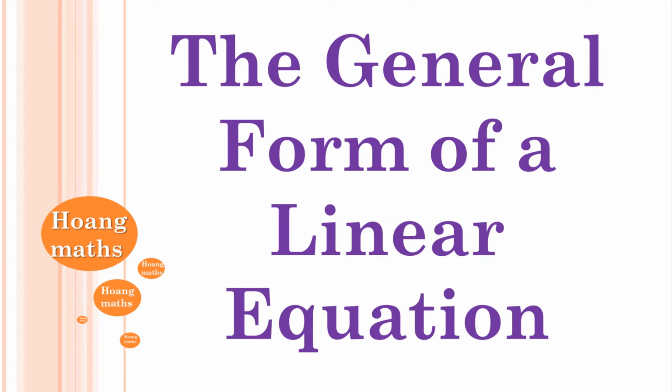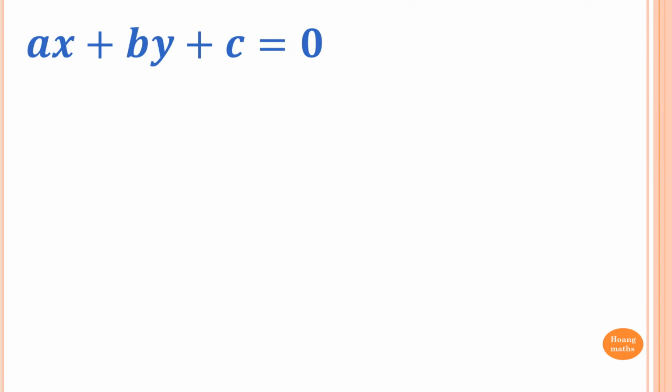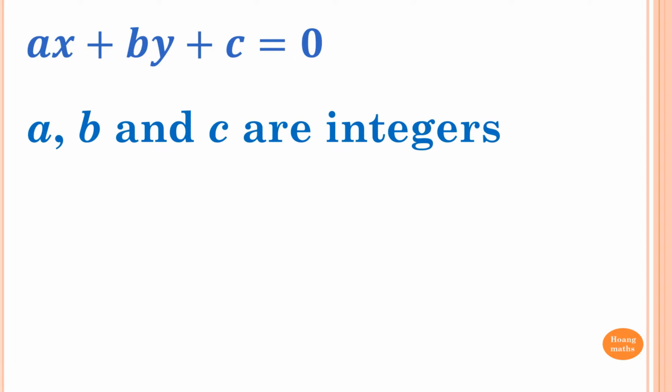The general form of a linear equation is called general form: ax plus by plus c is equal to 0. The conditions are a, b, and c are integers. So if it's a fraction, you must convert it into a whole number, and they can be positive or negative. But a must be positive. B and c can be negative, but a must be positive.